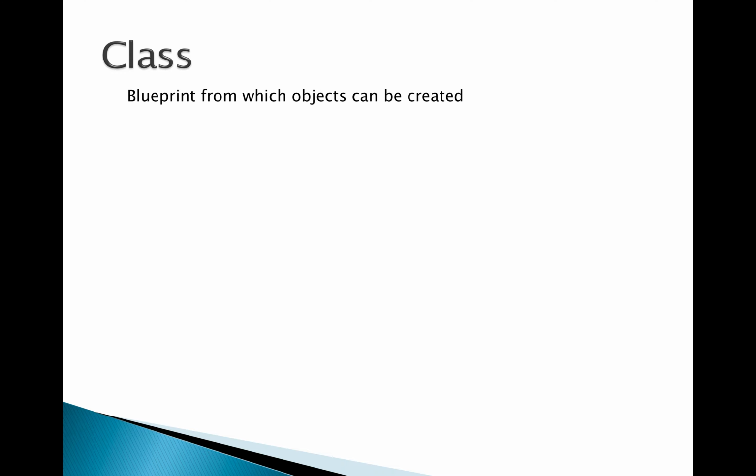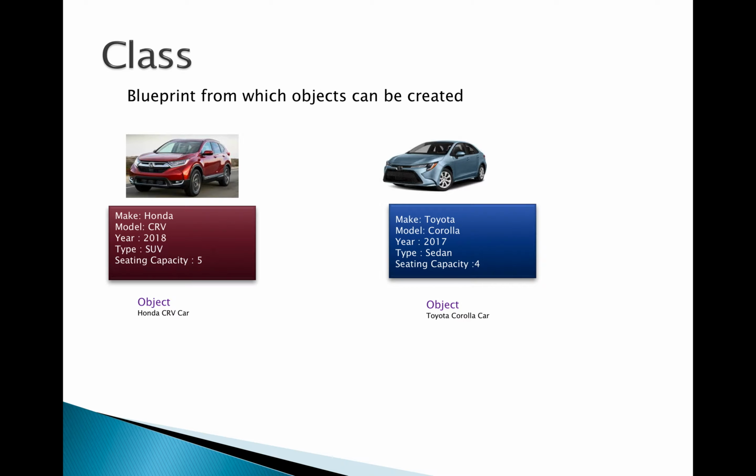Let's come to class. Class is nothing but a blueprint from which objects can be created. So now we looked at two objects, Honda CRV and Toyota Corolla. With these two objects, what we are trying to achieve here is extracting the common properties from these two objects. If you place them side by side and see what all the common properties are. This is also a car, this is also a car. So what are the common properties of a car? I'm just trying to extract them. The common properties between these two objects are make, model, year, type, and seat capacity. So I'm going to take these common properties and create a class, and I'm going to name the class car. So here the objects are Honda CRV and Toyota Corolla, but the class is car.